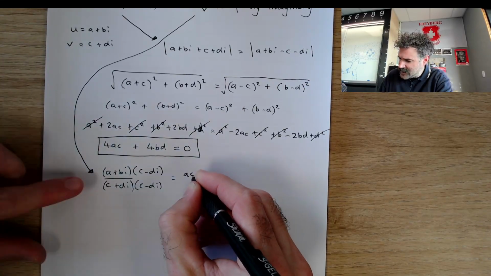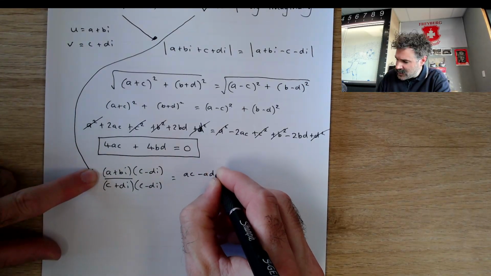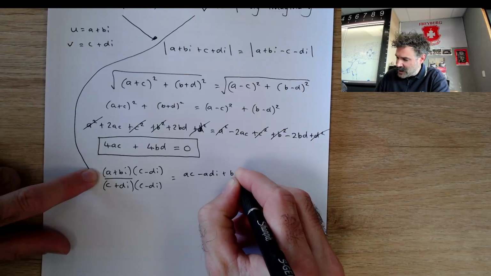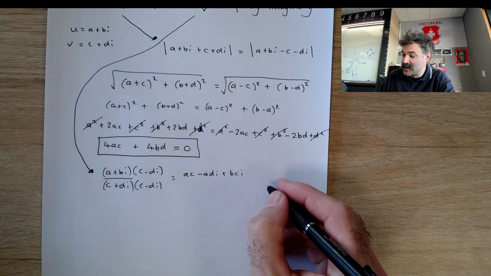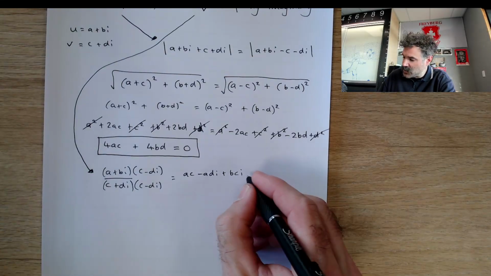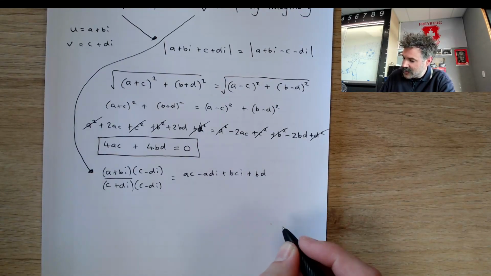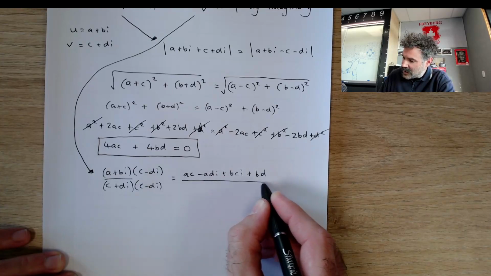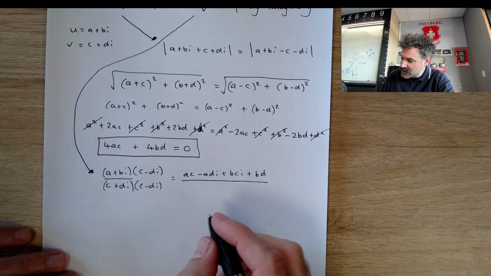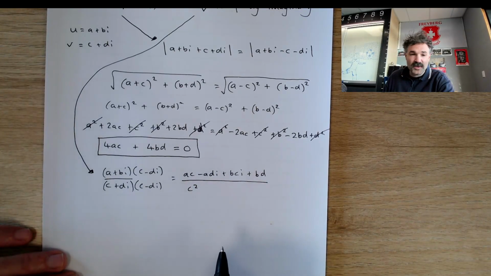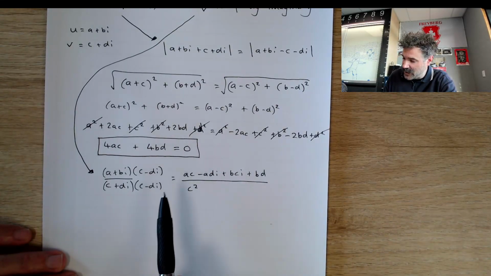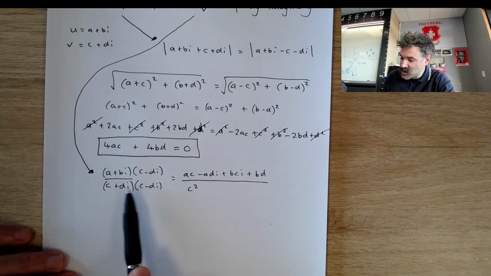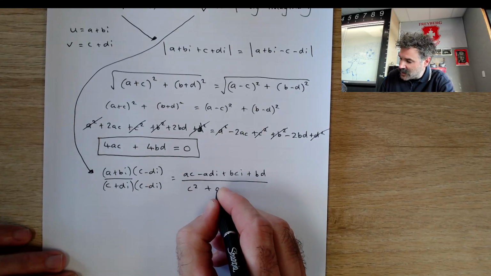We get ac minus adi plus bci, and then I get minus bdi squared, which is going to be plus bd. And we are dividing that by c times c, which is c squared. The middle stuff's going to cancel. I already know I've done enough conjugates to know that middle stuff's going to cancel. And then I end up with minus d squared i squared, which again becomes plus d squared.